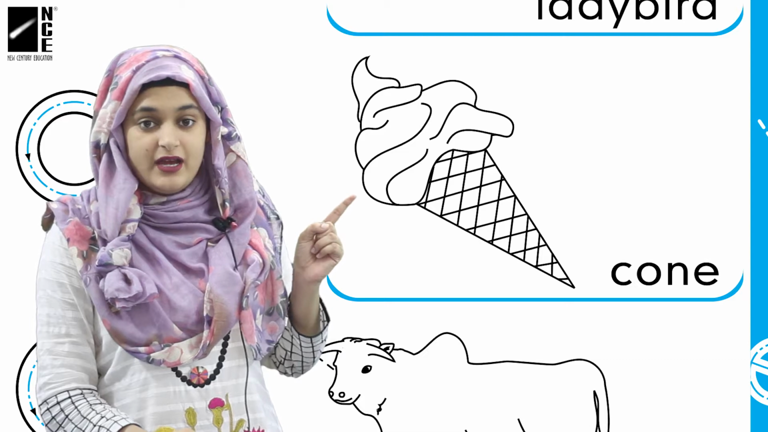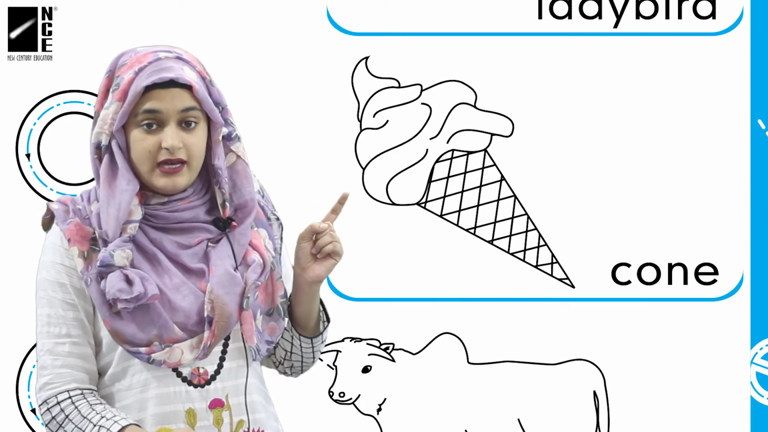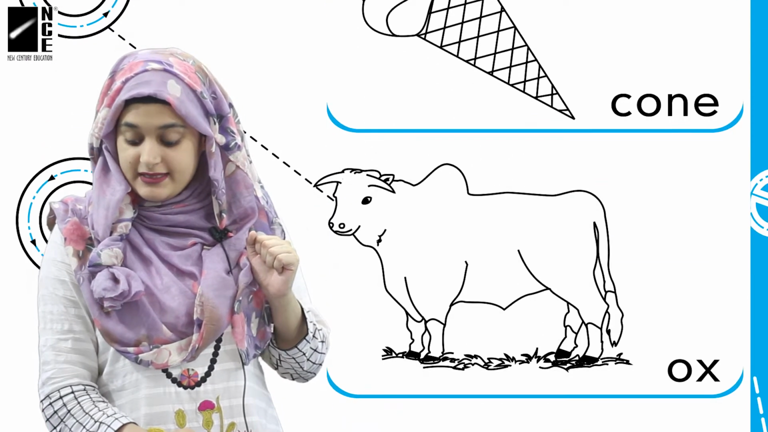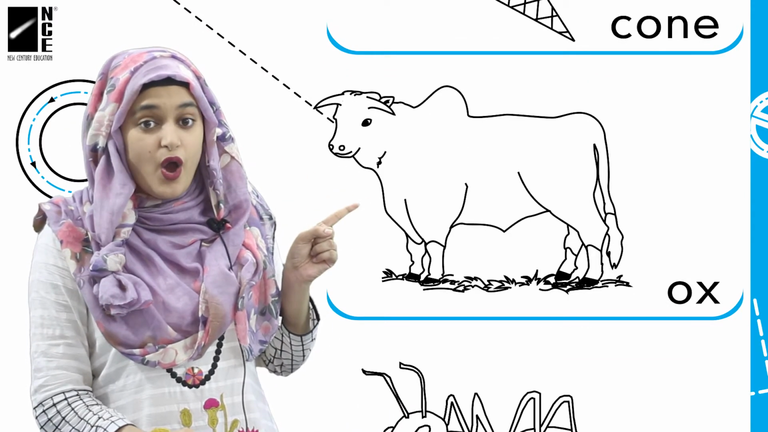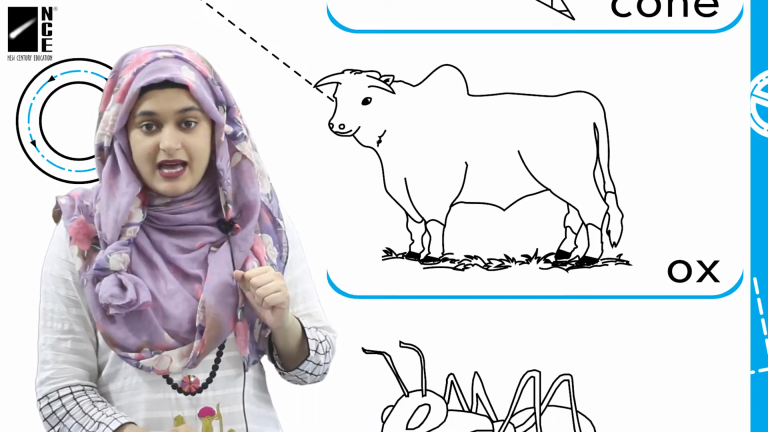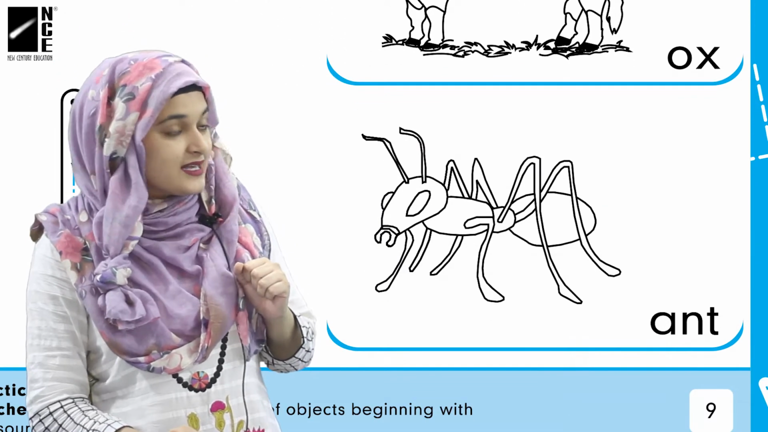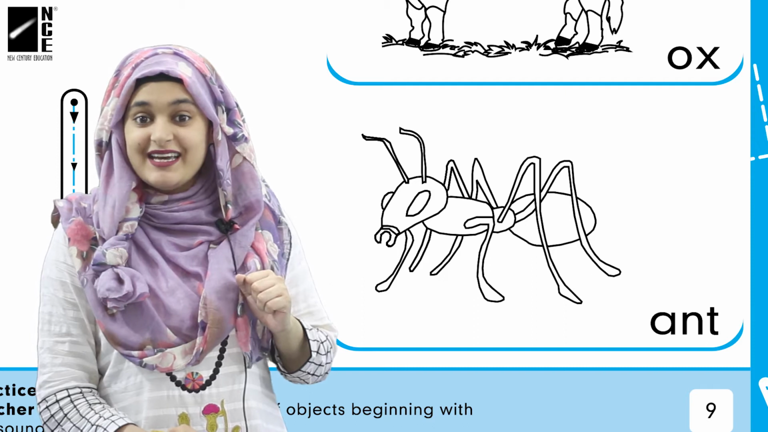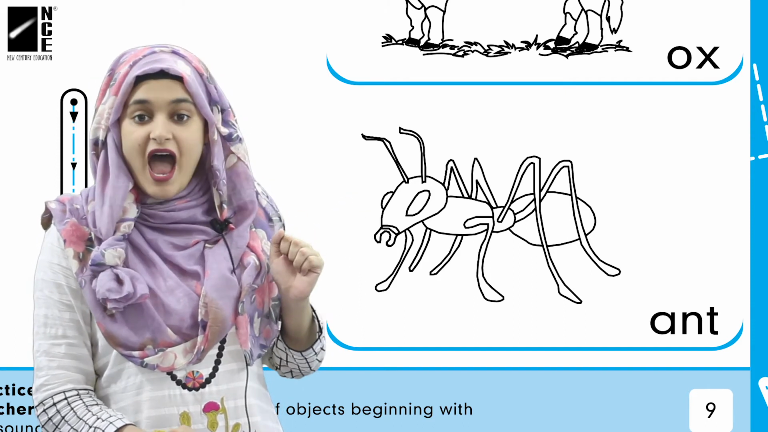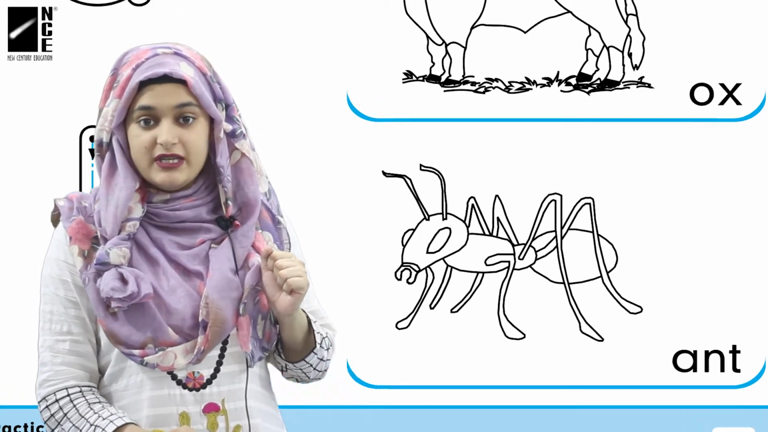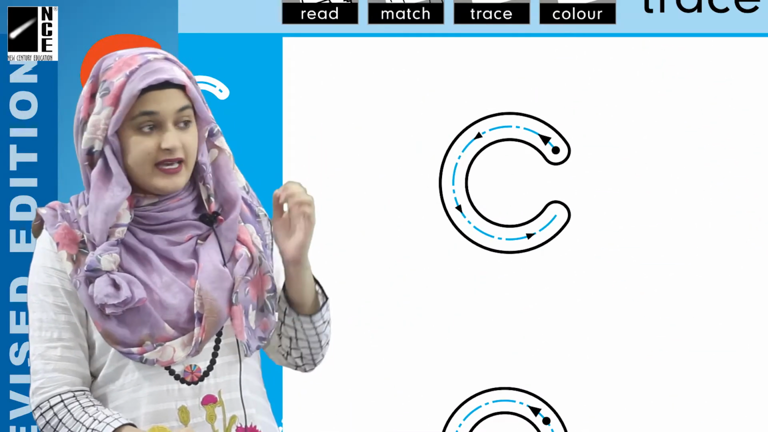The second picture is cone. Cone. And the third picture is ox. Ox. And the last picture is this. What is this? Yes, this is ant. This is ant. Now children, which letter is this?